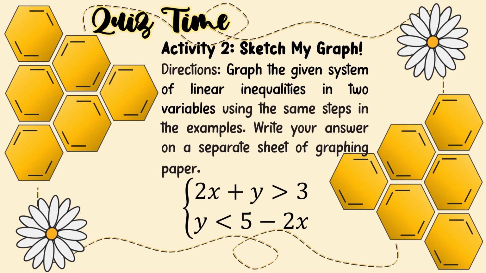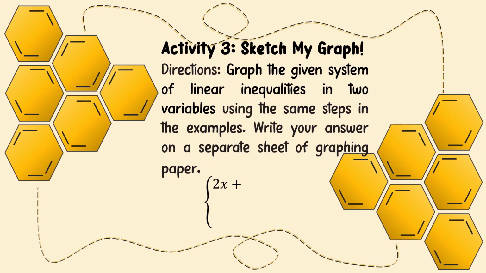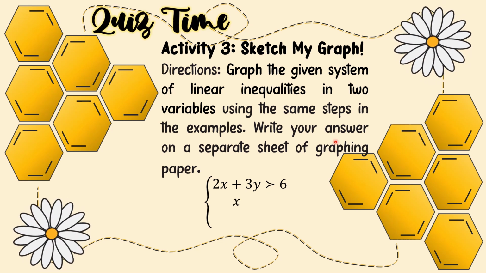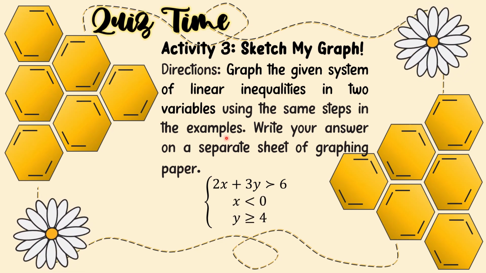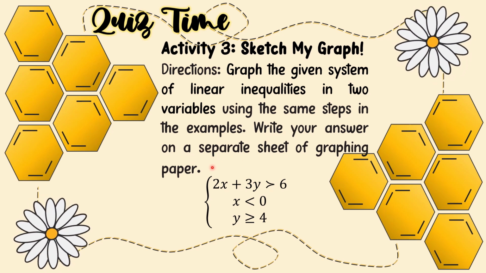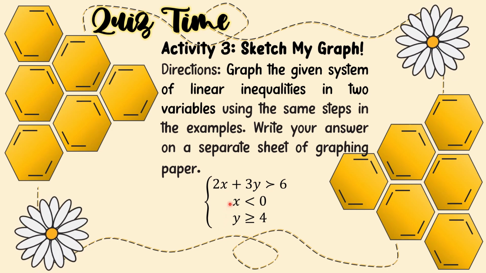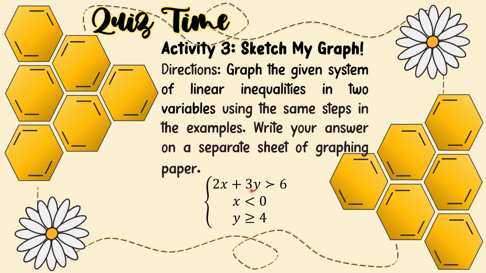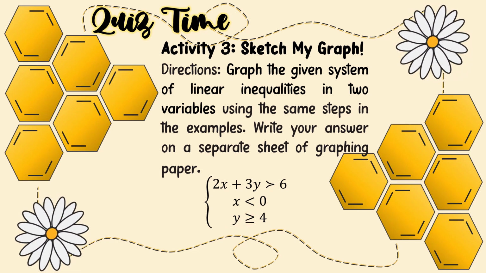Now after doing this one, let's do another activity. Same instructions, graph the given system of linear inequalities in two variables using the same steps in the examples. Write your answer on a separate sheet of graphing paper. And you have here the systems of linear inequalities in two variables. We have here 2x plus 3y is greater than 6, x is less than 0, and y is greater than or equal to 4.